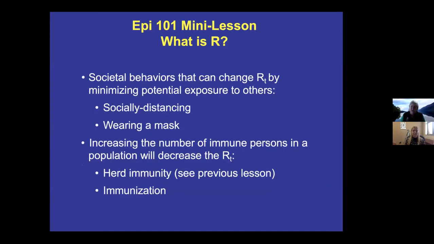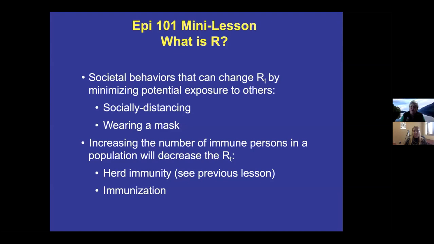Behaviors in society can change the R value by minimizing potential exposures to others. Just like if you have one person who's exposed to a lot of people, that can increase your R. If you're not exposed to people, you can reduce the R. You can do that by socially distancing. Wearing a mask is an excellent way of reducing that R.